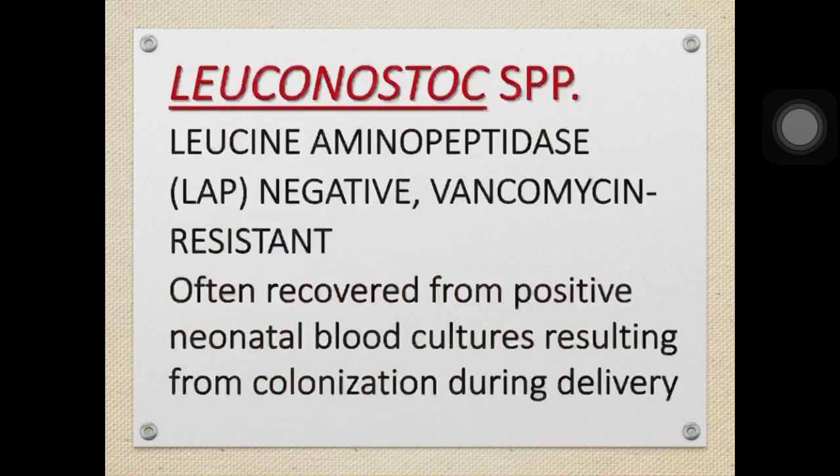Leuconostoc, gram-positive cocci, parang mga strep, pero paano po i-differentiate sa mga strep? Negative for LAP, sa micro po yung LAP, leucine aminopeptidase, negative, vancomycin resistant. Yung mga strep po, they are vancomycin sensitive. Yung mga enterococcus, they are also vancomycin resistant, but they are LAP positive. So, Leuconostoc, to differentiate it from the strep: LAP negative, vancomycin resistant.